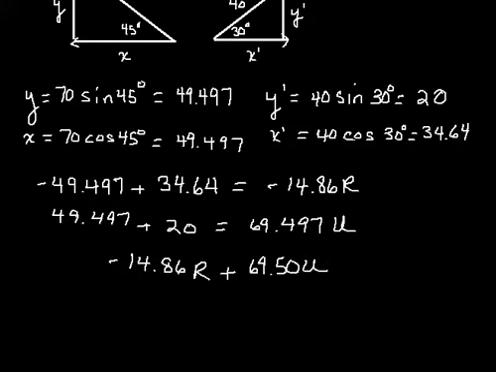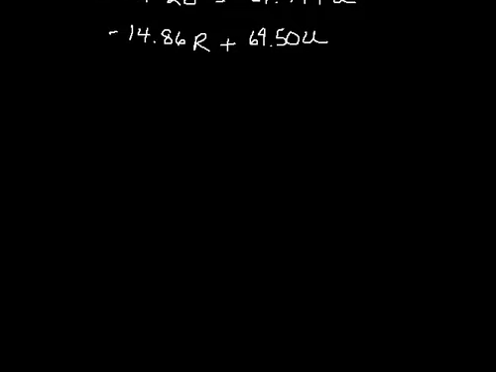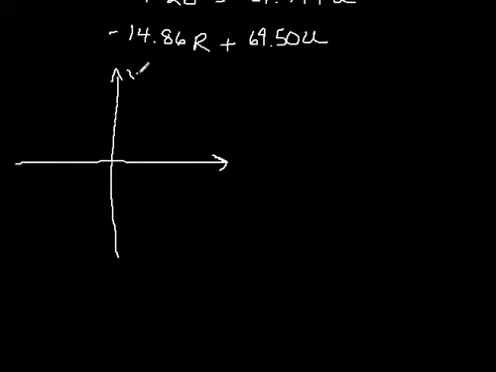So I'm going to plot that point. This is how you can do this. I'm going to plot negative 14.86, and then 69. So you just estimate it. You don't have to do a serious graph here. But it is going to be higher because this is a lot bigger than 14 than it is wide at the bottom. So this is going to be 14.86 to the left, and then up 69.50.